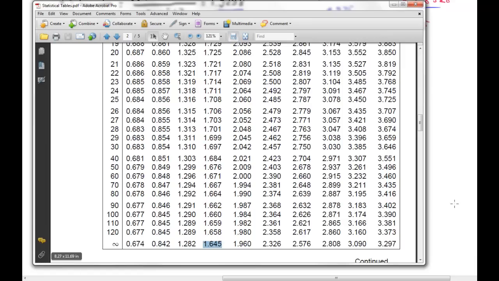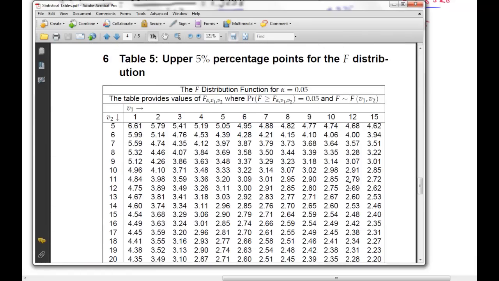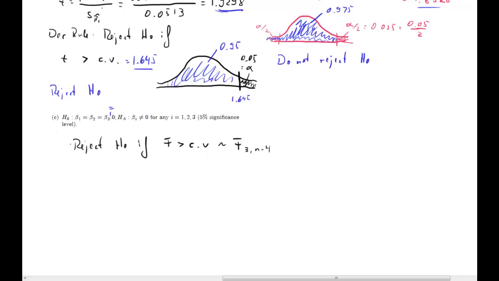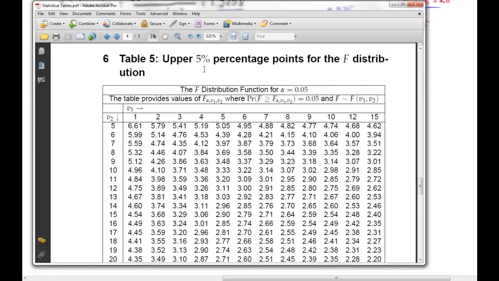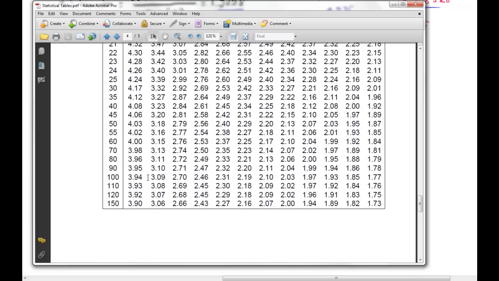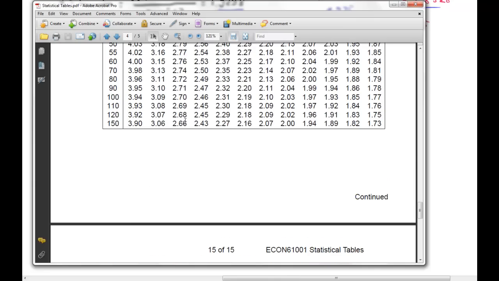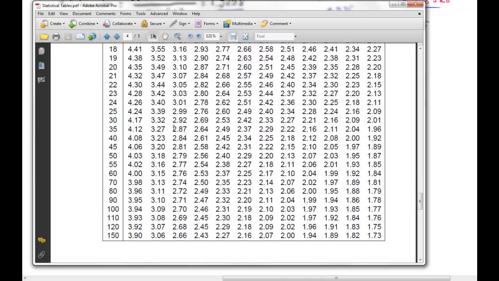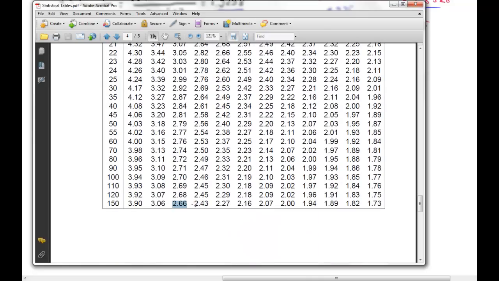Let me find an F table here. There should be one not too far away. And at what significance level do we do this? 5% again? So here we go, that's the 5% F distribution table. V1 is 3, 3 degrees of freedom here, and then the second degrees of freedom is down here. 150, that's the maximum. Okay, so we use that. That is the closest to what we have.